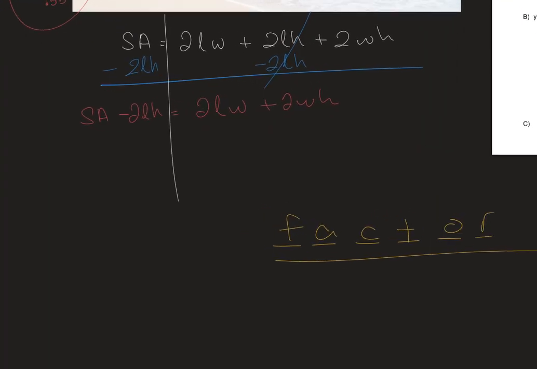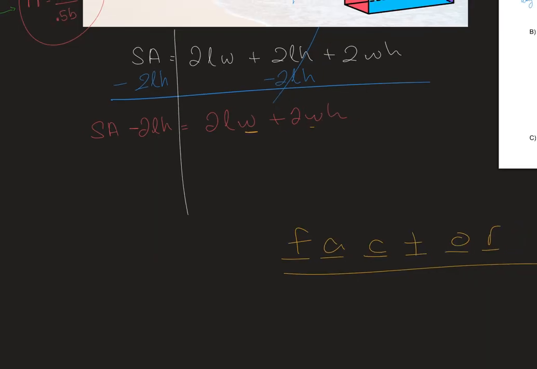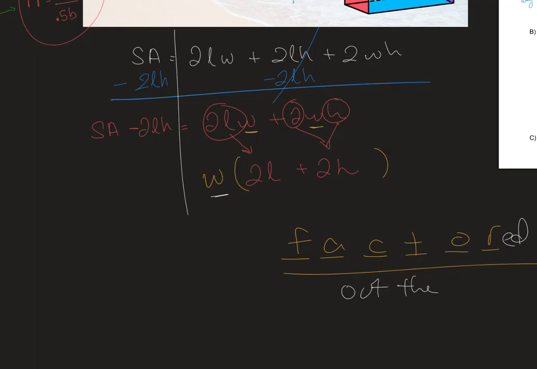All right, so we're going to factor. Well, wait, what is factor? Let me show you. We want this W. Oh, look, there's 2 of them. So here's what we're going to do. We're going to write that W outside of some parentheses. And what's going to happen is 2L gets moved right there, and 2H gets moved right there. That is factoring. And what we did is we factored out the H. Sorry, the W.